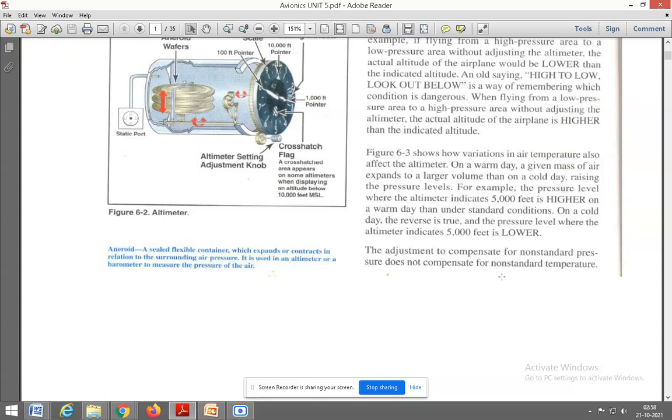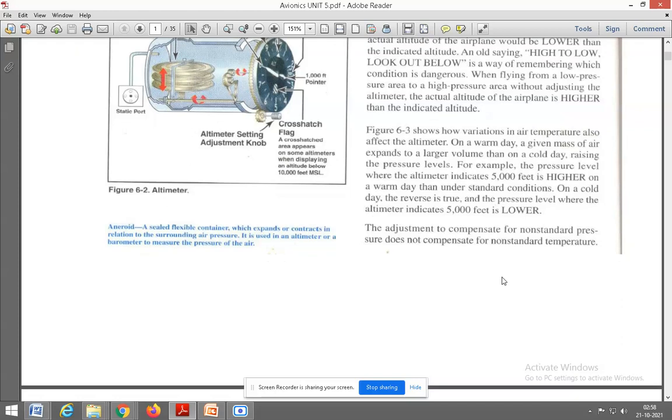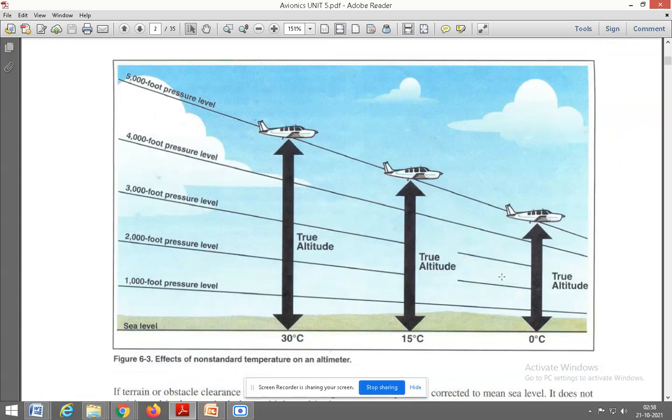Okay. So the adjustment to compensate for non-standard pressure does not compensate for non-standard temperature. So in pressure value-la compensate பண்ற மாதிரி you cannot compensate on temperature non-standard value. So the effects of non-standard temperature on an altimeter is indicated in the diagram.